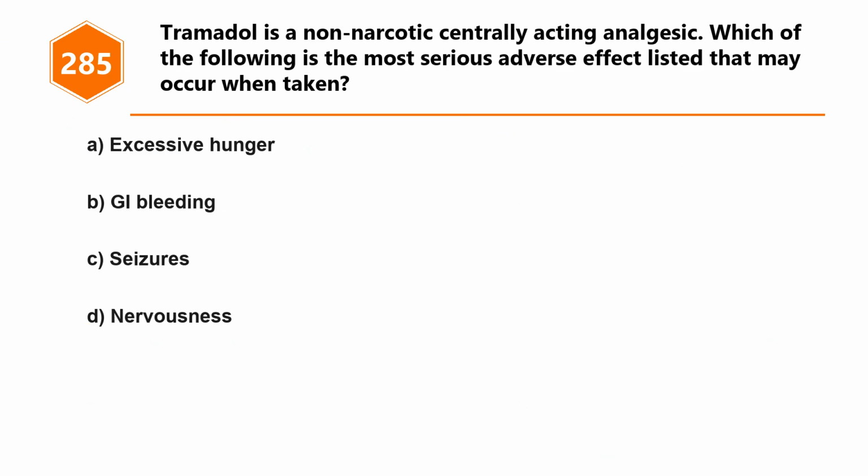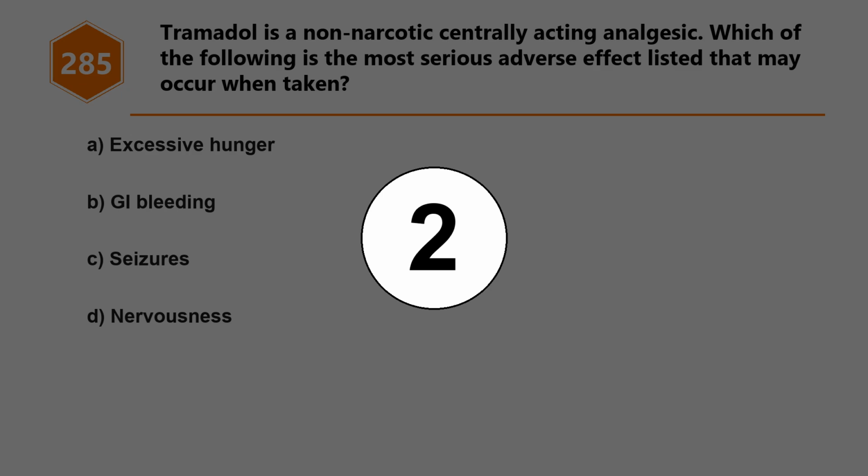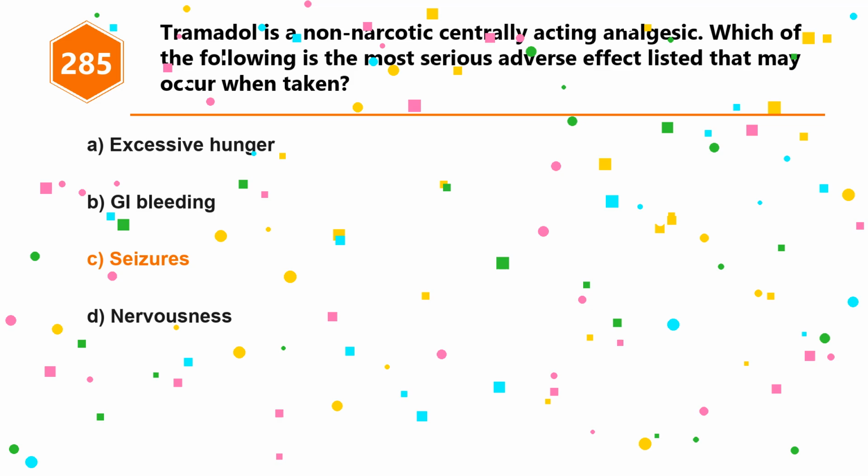Question 285. Tramadol is a non-narcotic centrally acting analgesic. Which of the following is the most serious adverse effect listed that may occur when taken? Option A, excessive hunger. Option B, GI bleeding. Option C, seizures. Option D, nervousness. The correct answer is option C, seizures.